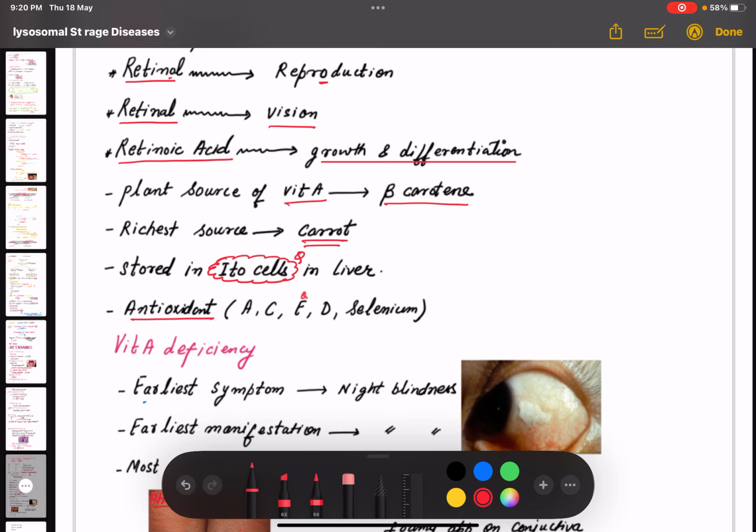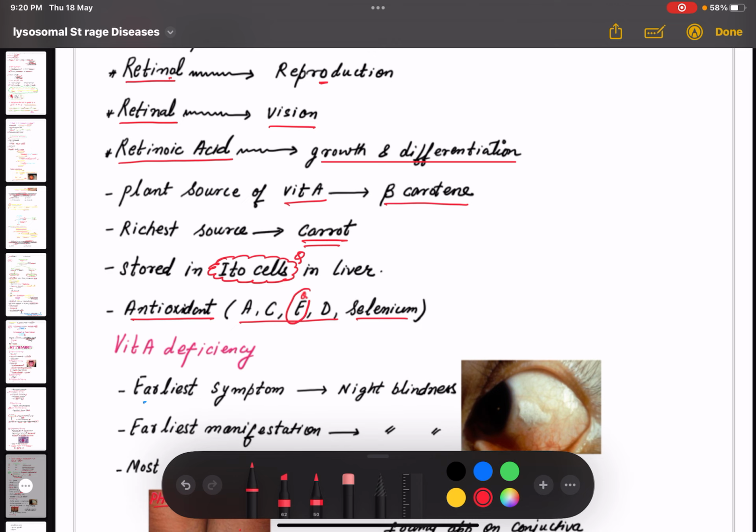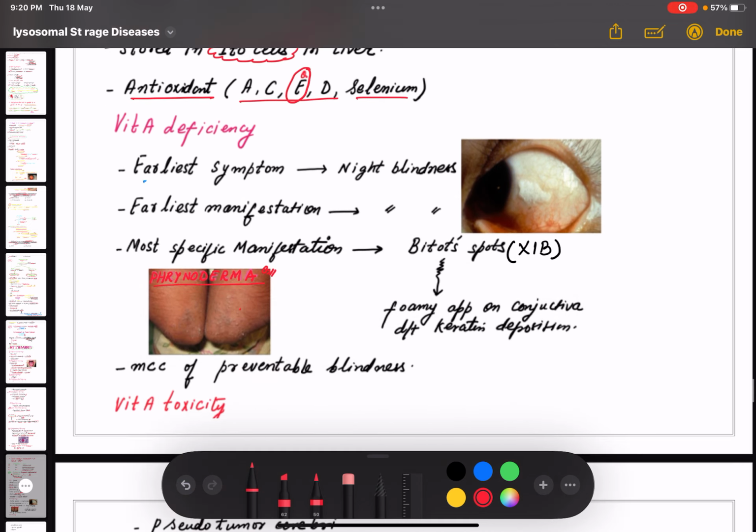What are the examples of antioxidants? A, C, E, D. And also a mineral which is known as selenium. And the most important antioxidant is vitamin A. Vitamin A deficiency is very important for your exam. The earliest symptom of vitamin A deficiency is night blindness. And the earliest manifestation is also night blindness.